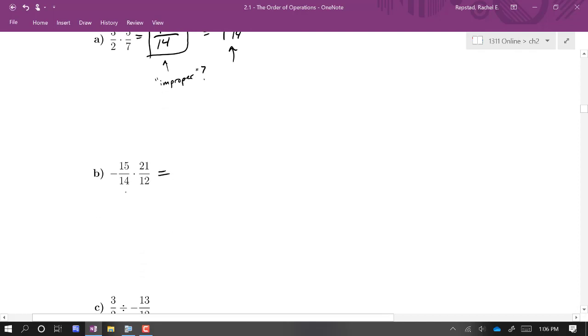This next product, we're going to be able to do some canceling. So here's how I go through this. The first one's negative. I'm going to bring that negative over, and I'm just going to factor the tops and the bottoms of all these fractions. So 15 is 3 times 5. 14 is 2 times 7. And we're multiplying that by 21, which is 3 times 7. And 12 is 3 times 4, or 3 times 2 times 2.